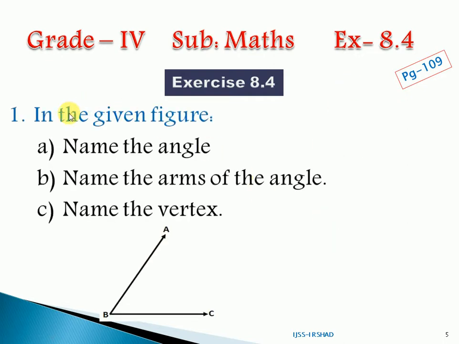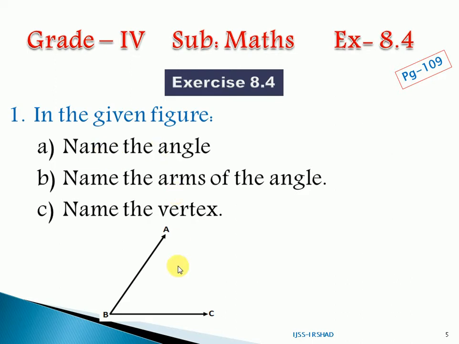This is question number 1, given in your book on page 109. Name the angle, name the arms of the angle, name the vertex. All these things I have explained to you. Now you can do it by yourself. This is the figure here. You can see here angle ABC is given.